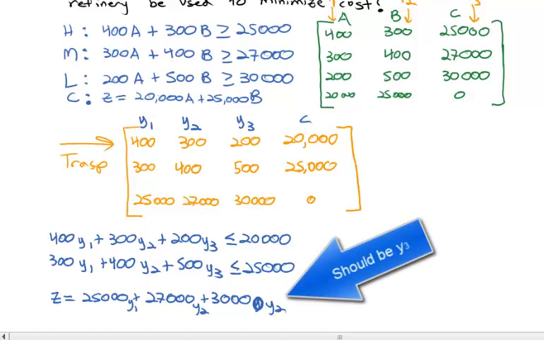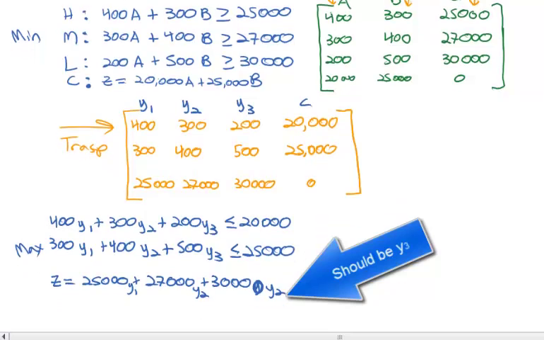And now we have our dual. Both of these inequalities represent the same solution, the same problem. One is a minimization, one is a maximization, but both will have the same solution. So now we can use the simplex method.